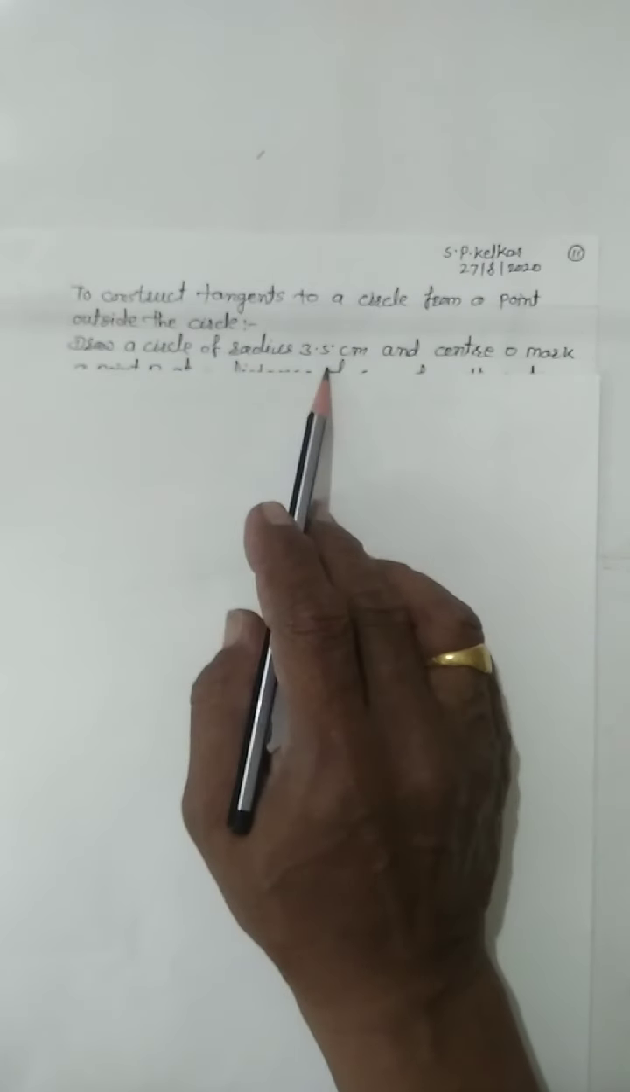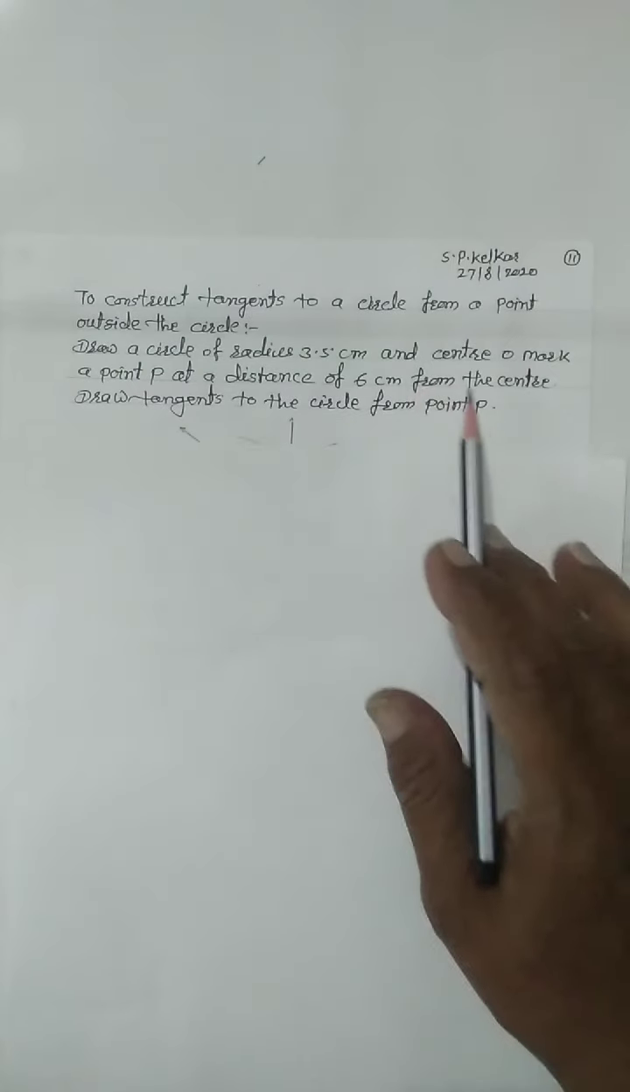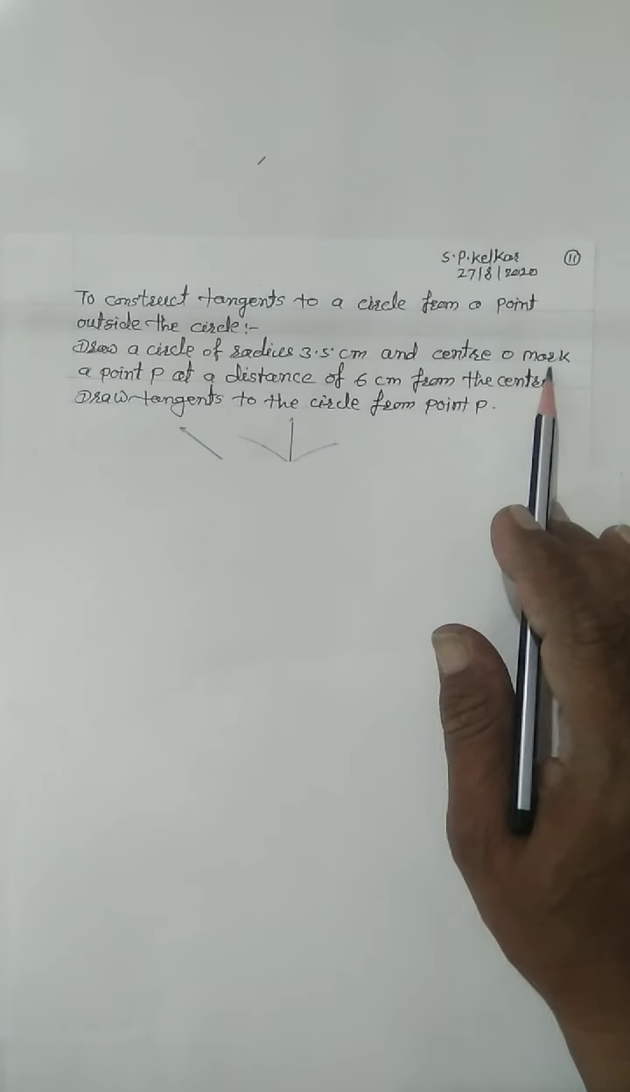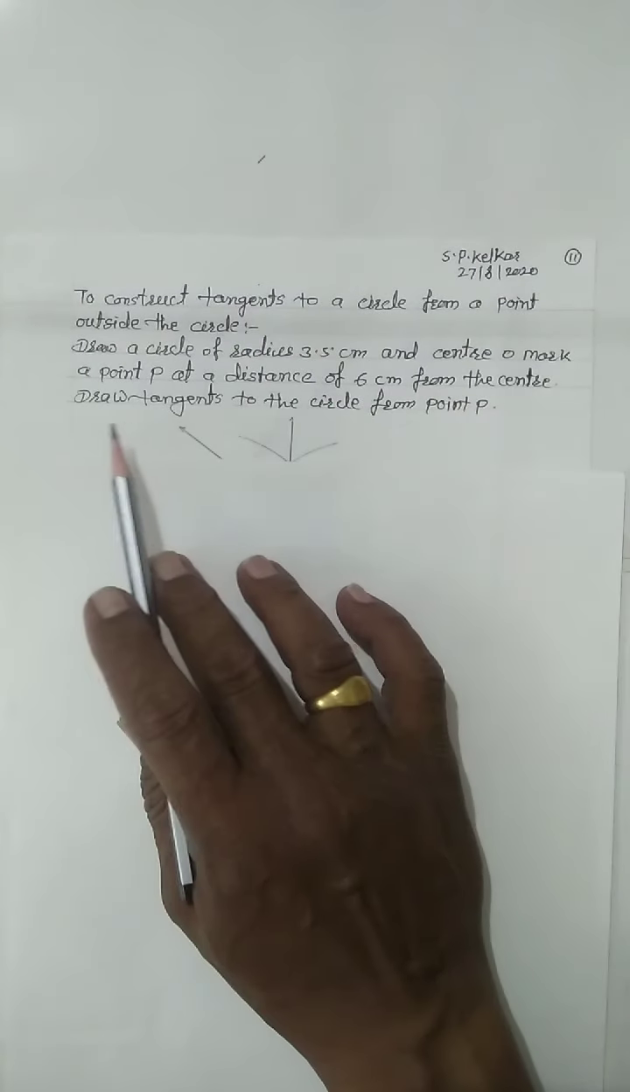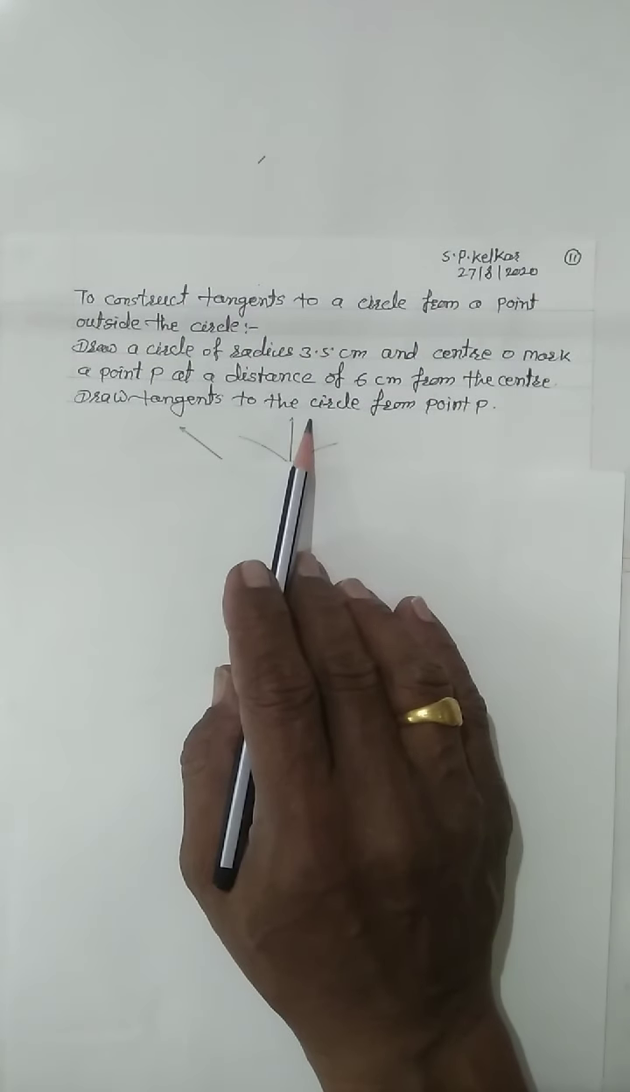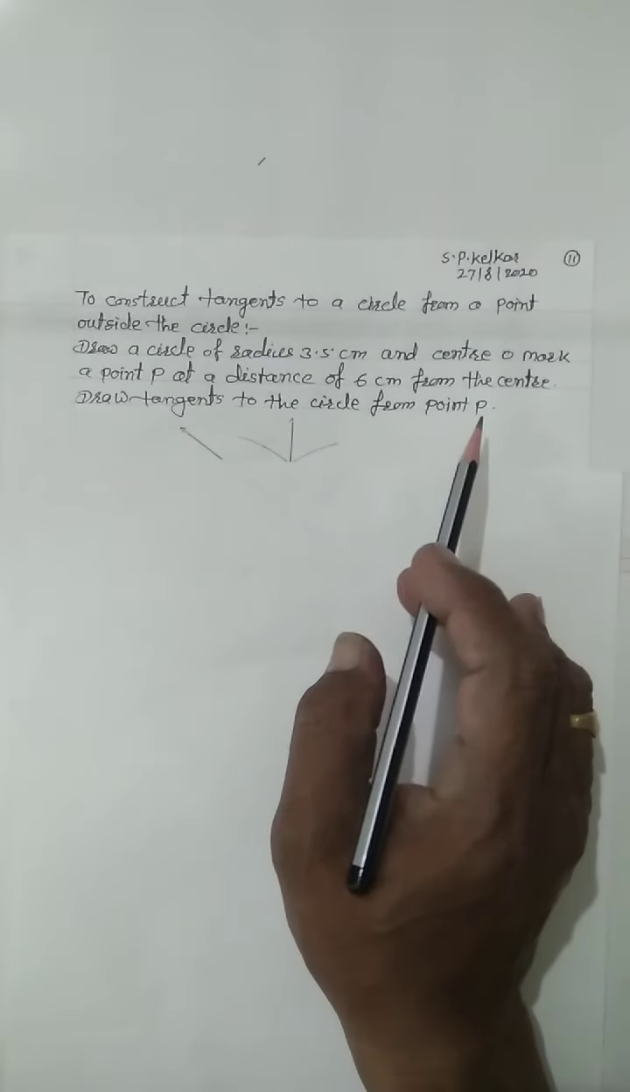Draw a circle of radius 3.5 centimeter and center O. Mark point P at a distance of 6 centimeter from the center. Draw tangent to the circle from point P.